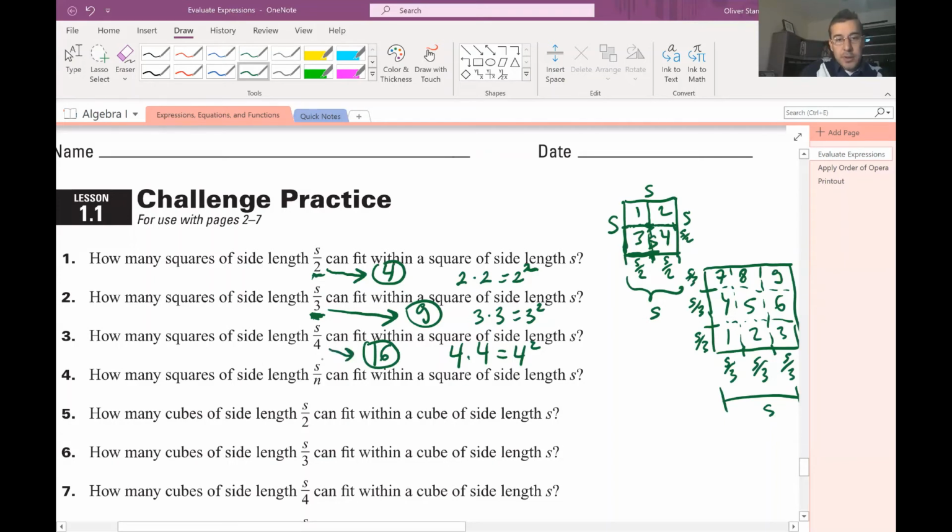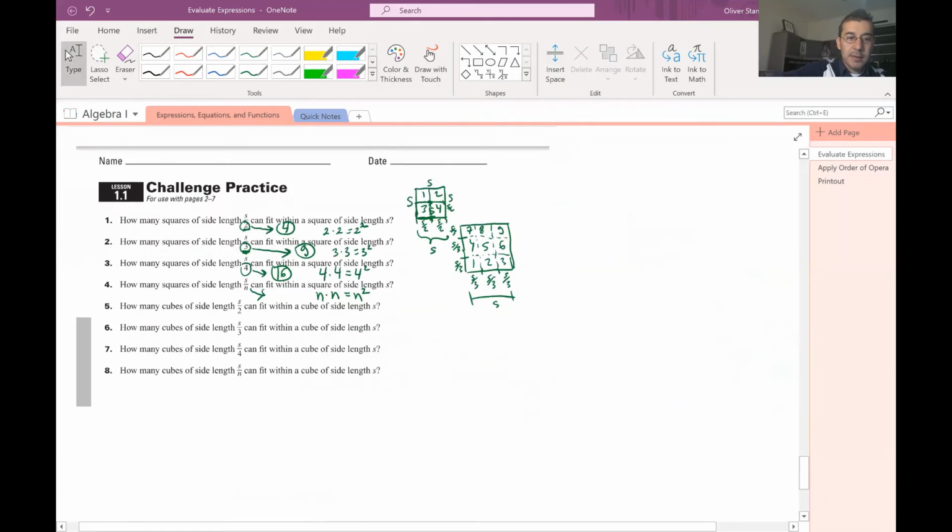And then what is s over n? If the side length is s over n, how many squares can fit within a square of side length s? n times n, or n squared. So whatever the denominator is, squared. Okay, so this is 2 squared, that's 2 times 2, 4. 3 squared, or that's 3 times 3, 9. This is 4 squared, or 4 times 4, 16. And then n squared, or n times n.